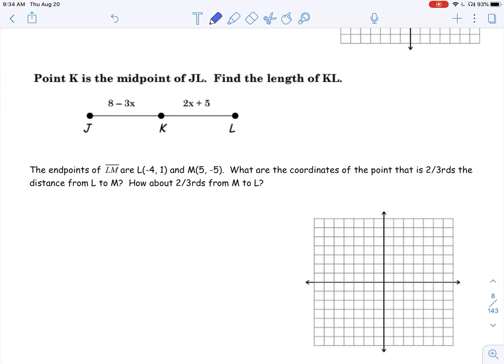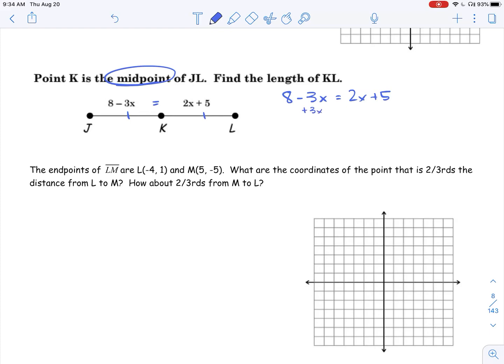Point K is the midpoint of JL. Find the length of KL. So if these two are congruent, which they are because K is the midpoint, then that tells me that I can set them equal to one another. So 8 minus 3x is going to be equal to 2x plus 5. And now we just go around and solve for x.